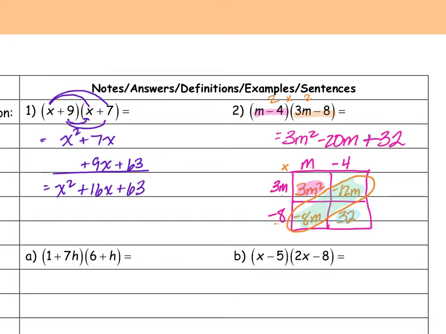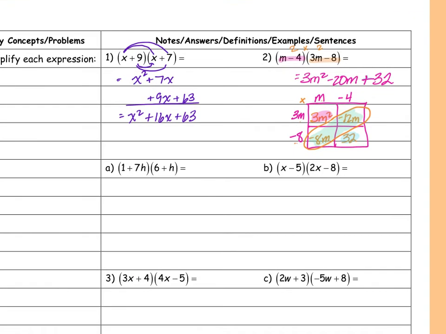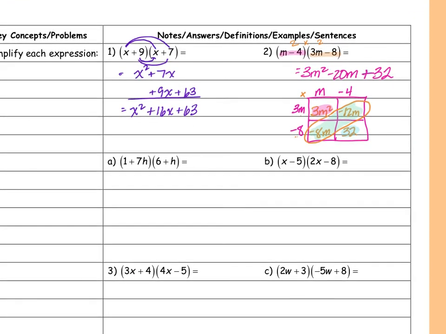Okay, that's it. That's how you do the double distributive property. So now you have A and B to do. So here we go. So I'm going to do this one.